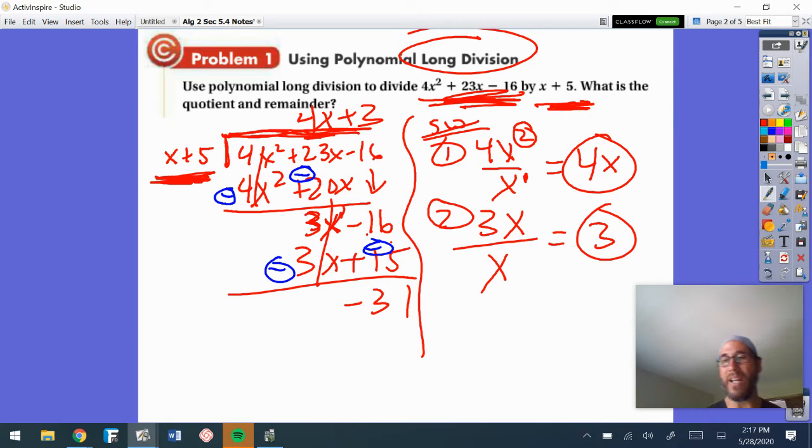Now there's no x, right? It's x to the 0. It's gone. There's no x's, and there's an x. So now the degree is smaller. So that means I'm done and I just have to make sure I write my answer correctly.